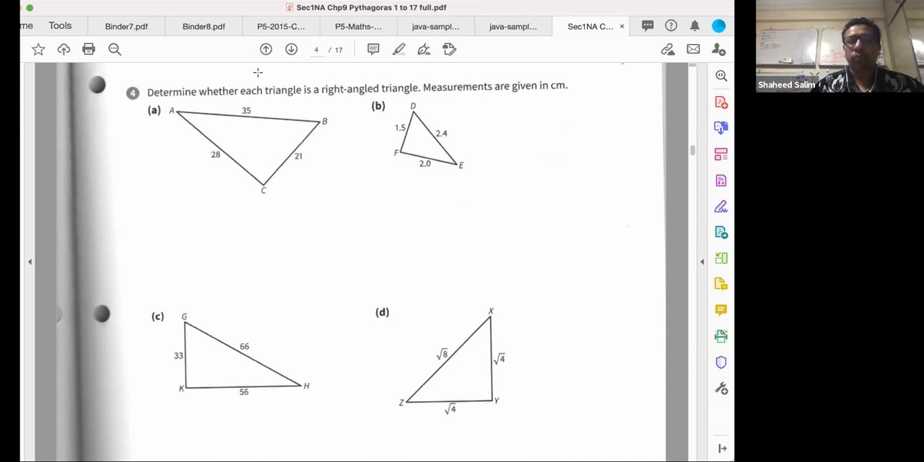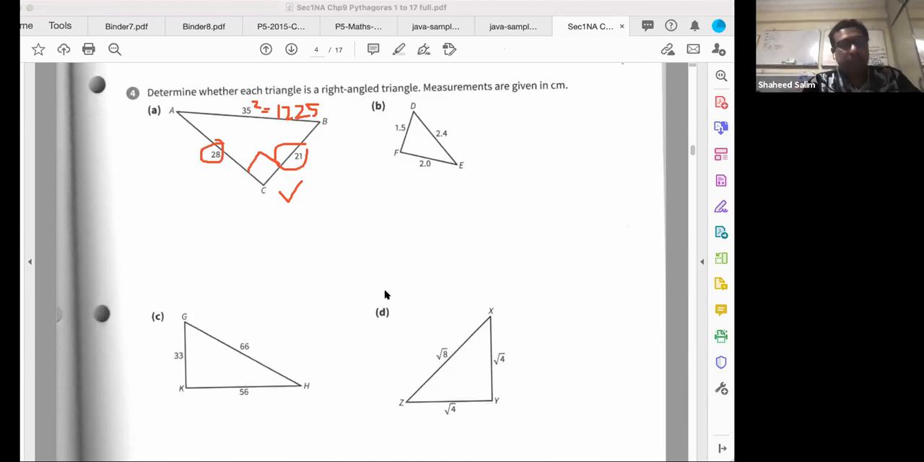So we do the first one only. First one, okay? 35 squared, if you square it, you get 1225. Now, when you add this square and this square, do you get 1225? Yes, you do. So this is a right angle triangle. Can you try for B, C, D? Is it a right angle triangle or not? You got to check.